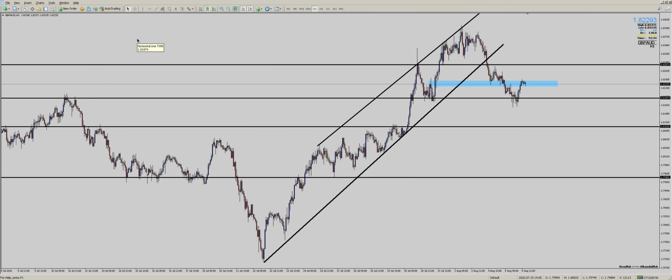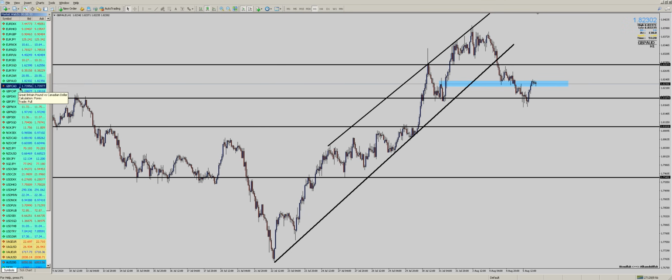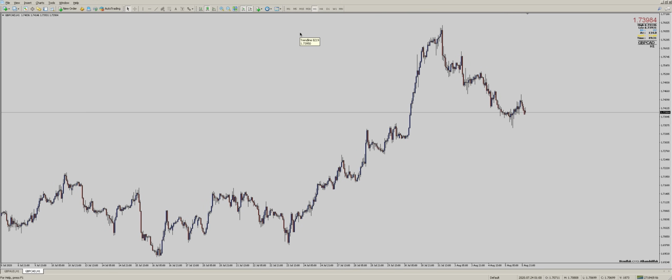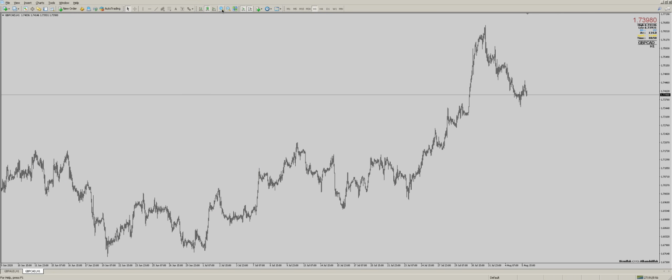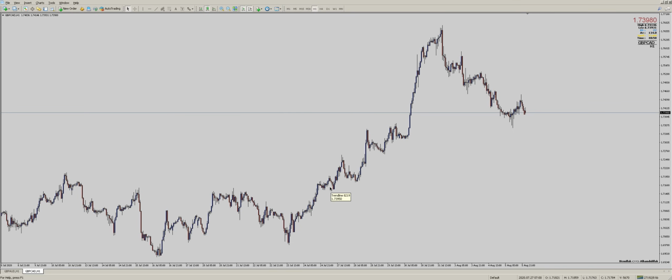Okay, so since we've done pound AUD on the 1 hour, let's go for pound CAD. So I'm going to break down pound CAD just like how I broke down pound AUD. So let's quickly do this. It's currently in this bullish momentum. Let's go to the 1 hour. It's sort of in a bullish momentum currently.